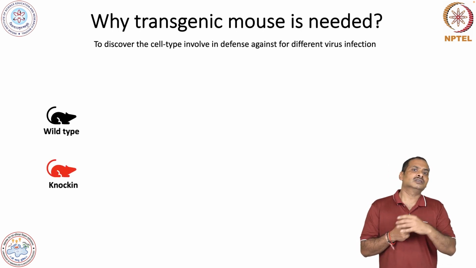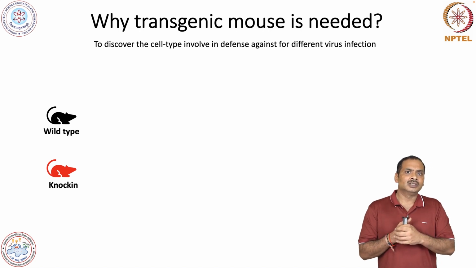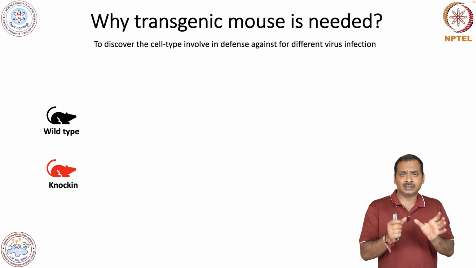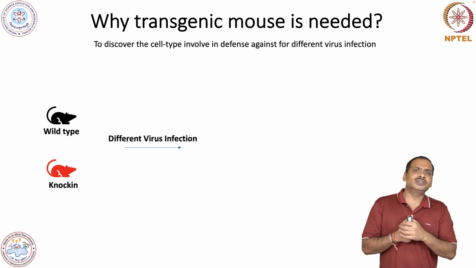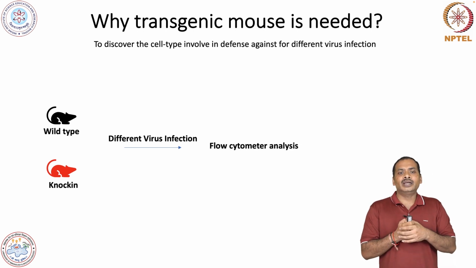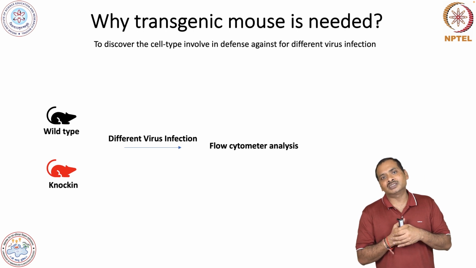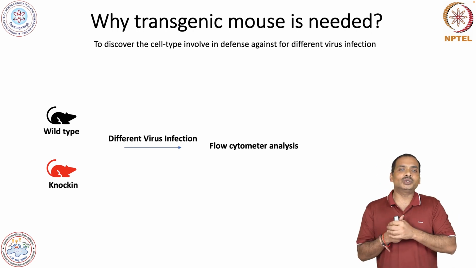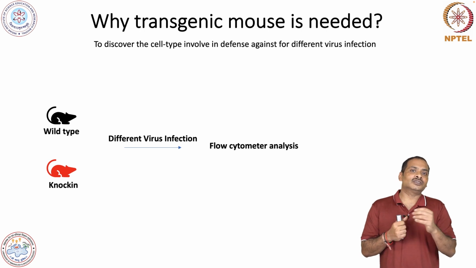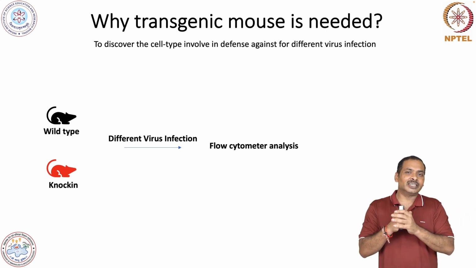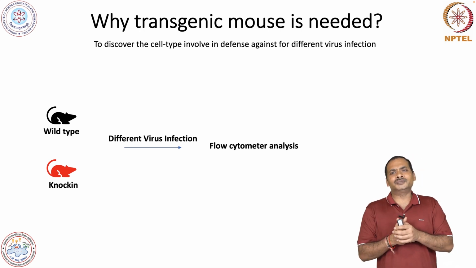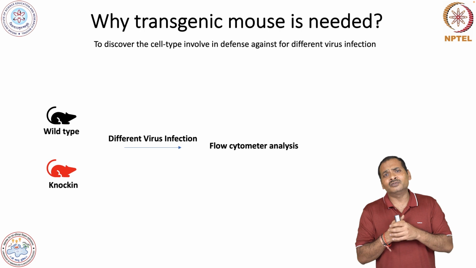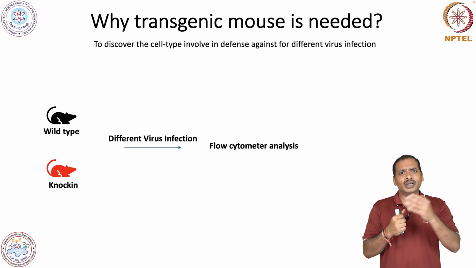You will take the wild type mice, again having an intact gene with no transgenesis, and you will use the knock-in mice, and then you infect them with different viruses. And after that you will isolate that particular cell type. Then you can show that in case of this virus infection, in this cell type there is an increase in the number of cells. So, in that way you can say that these cells are playing a very important role in that particular virus infection.